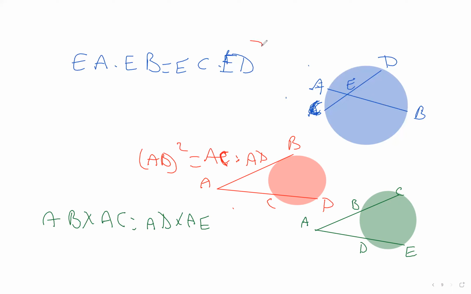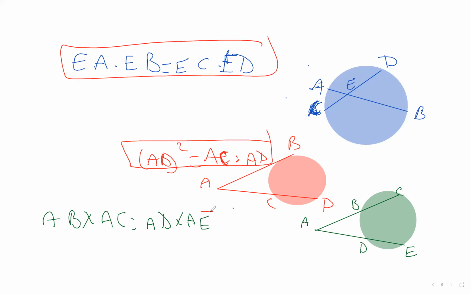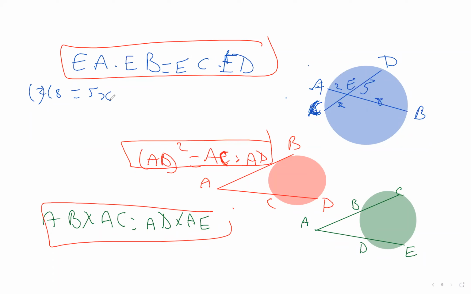Okay, all these relations are very important. I'll give you lengths on them. If these are 2 and 8 and 5 and x, then 2 times 8 equals 5 times x, then x equals 16 over 5, which is 3.2.